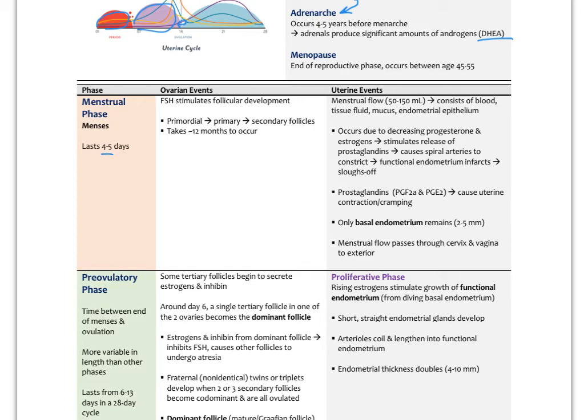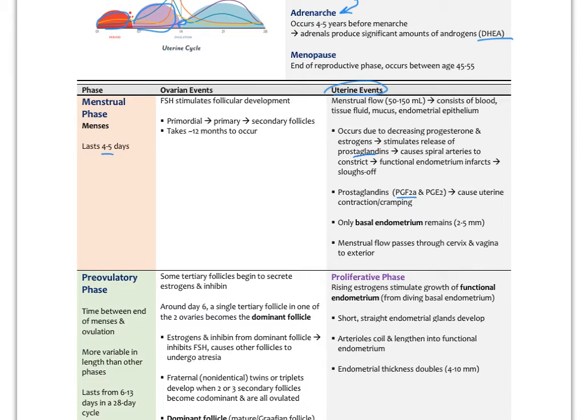Let's look at what's happening in the uterus first. With the uterus, the endometrial lining is being shed. The progesterone and estrogens, which suddenly drop off at the end of the last reproductive cycle, cause the release of prostaglandins, specifically PGF2A and PGE2. That's going to cause the little spiral arteries to constrict in the endometrial lining, and the functional endometrium will infarct. It will die and slough off.